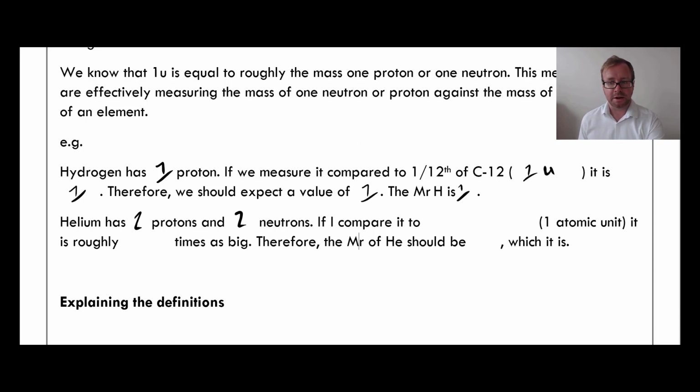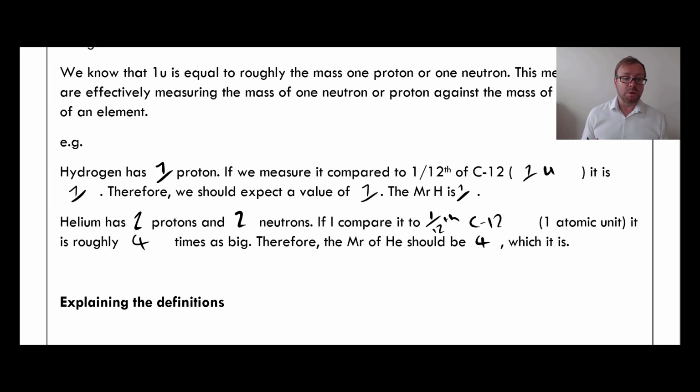If I compare it to 1/12 of carbon 12, which again is 1 atomic unit, it is roughly how many times as big? Got 2 protons, got 2 neutrons, so I have 4 in total. It is roughly 4 times as big. Therefore, the MR of helium on the periodic table should be 4, which it is.